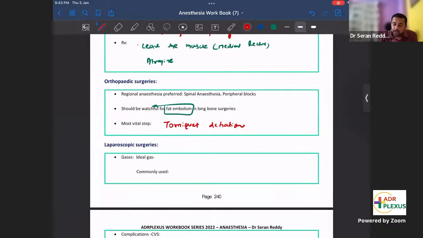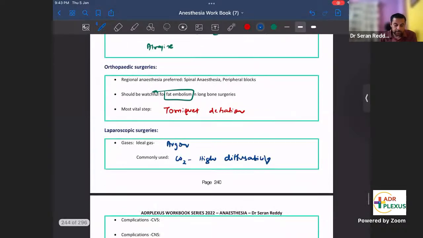Then coming to laparoscopic surgeries, the ideal gas is argon, but the most commonly used is carbon dioxide because of its high diffusibility.